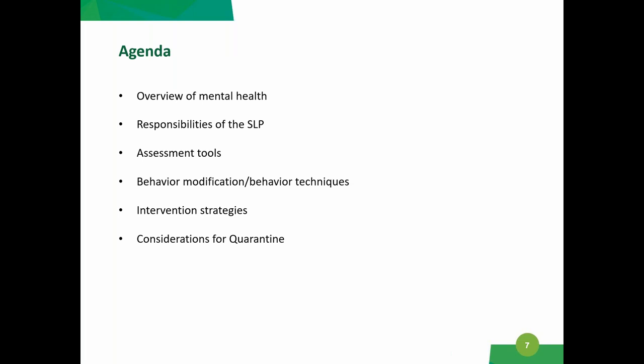And here's roughly the agenda as we go through some things. We're going to go through an overview of mental health, some of the diagnoses and diseases, and the responsibilities of an SLP working with this particular population. Then we're going to talk about those assessment tools. Go through some behavior modification and behavior techniques. There's quite a few of them. We're going to have a lot of examples as we go through those intervention strategies.